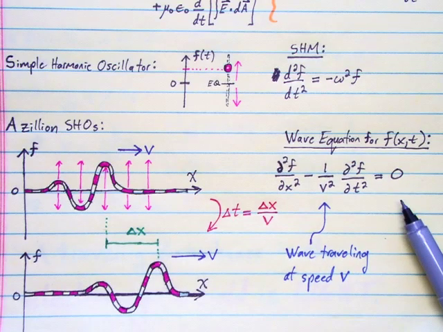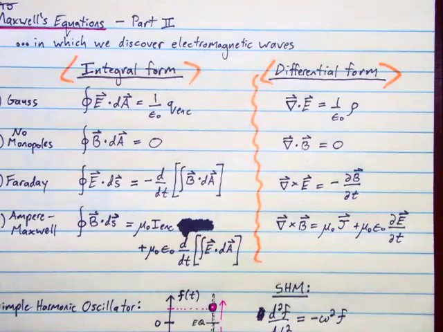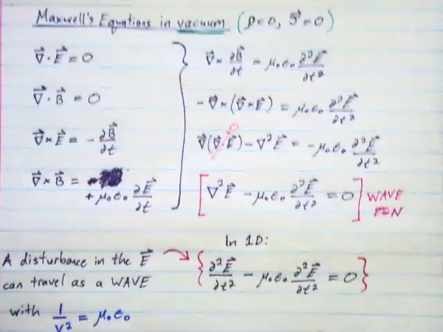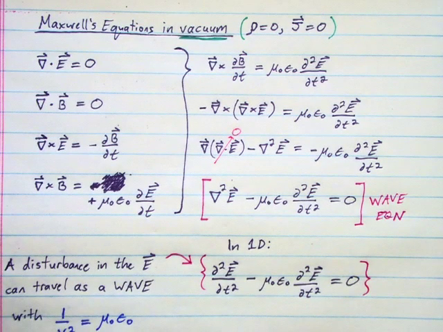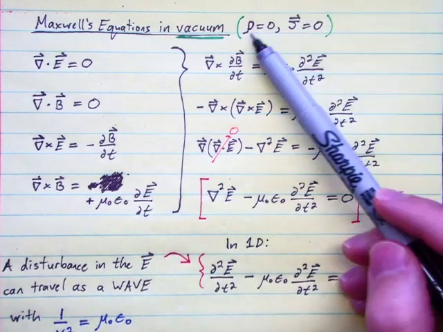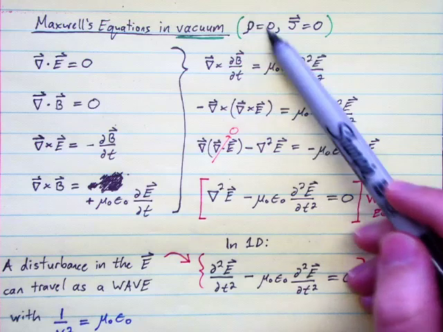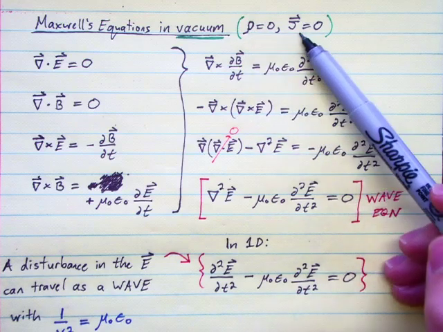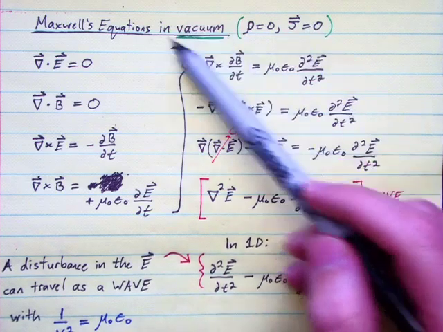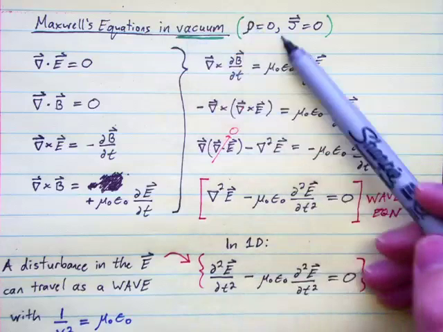And now let us return to Maxwell's equations here. In particular, Maxwell's equations in a vacuum. If there are no charges around, so the electric charge density is 0, and there are no currents flowing anywhere, so the current density is 0. So that's what we mean by in vacuum here. So there's no stuff around.